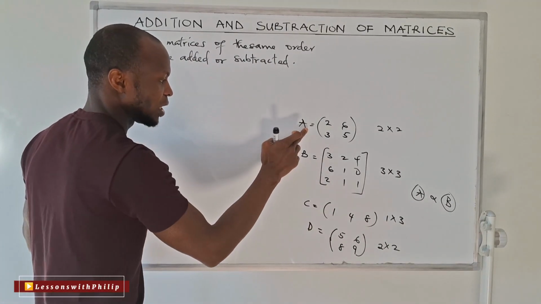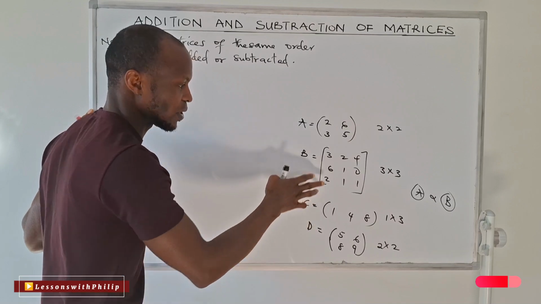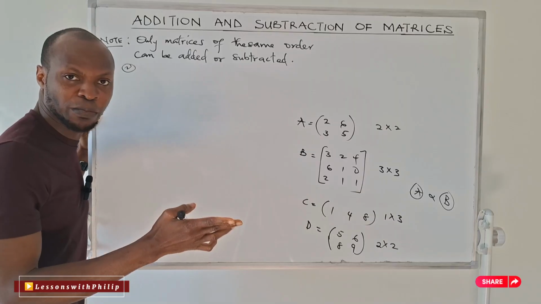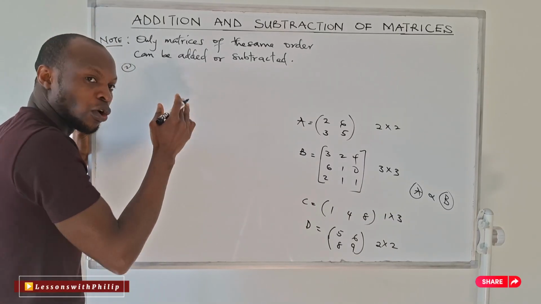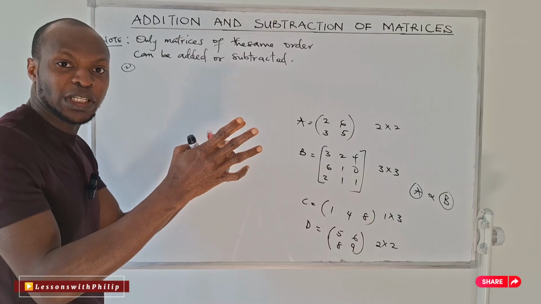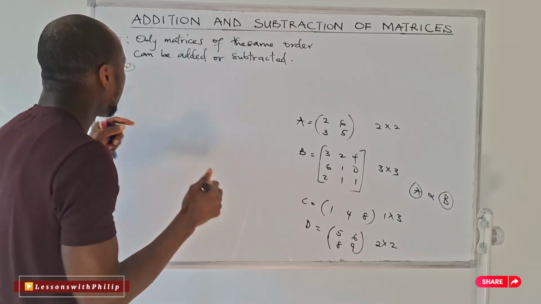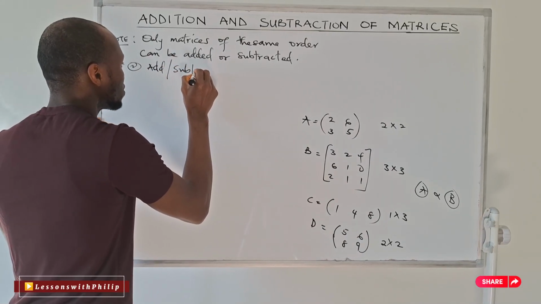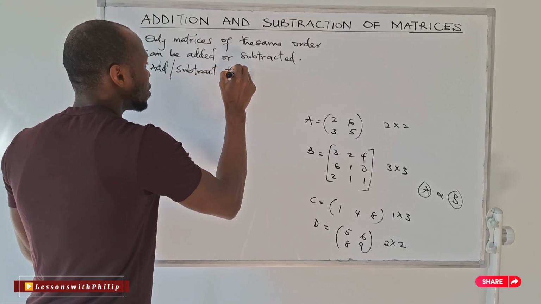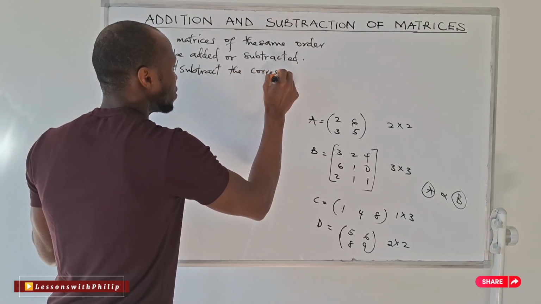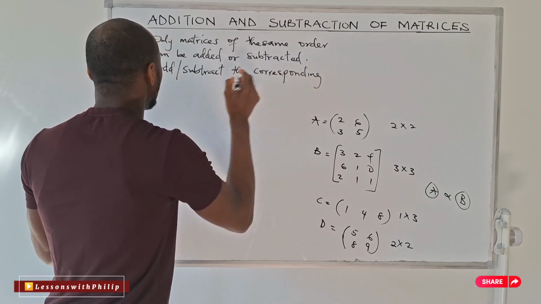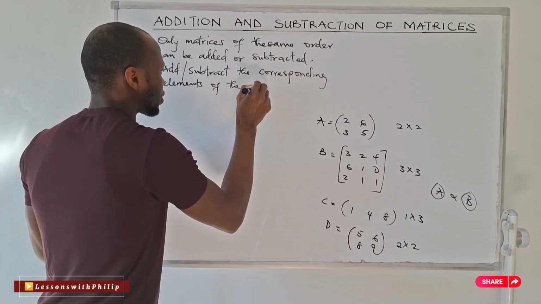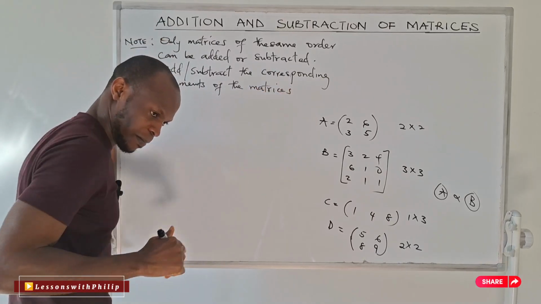So that shows that A and B can never be added because they are not of the same order. The second point you must note is that if you want to add or subtract matrices, you add or subtract the corresponding elements. Add or subtract the corresponding elements of the matrices. Okay, I will explain that, don't worry.